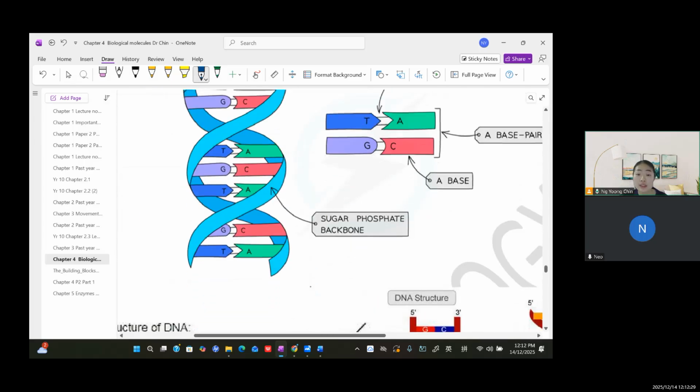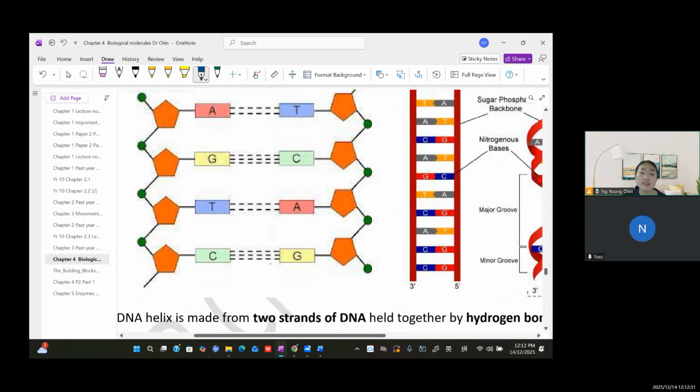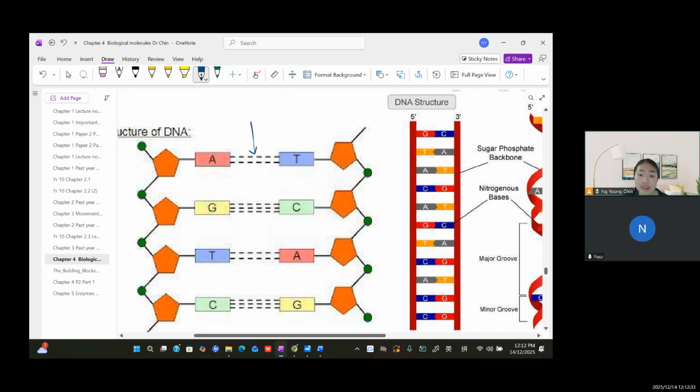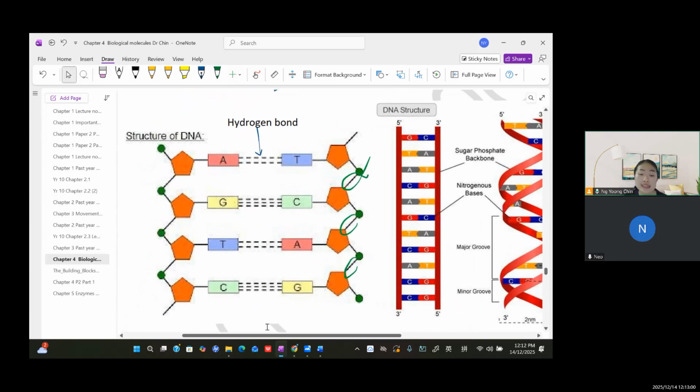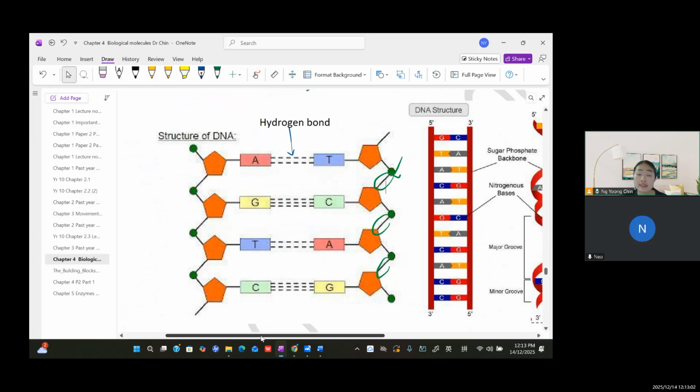Okay, so in actual way, they just look like this. Here it is. You can see here is the hydrogen bond. And then here is the sugar phosphate bond, which is actually joining one nucleotide to another nucleotide, the adjacent one only. It's not the opposite one, but the adjacent part. So this is called the sugar phosphate bond here. So you can see this is the structure of DNA. They form a double helix.